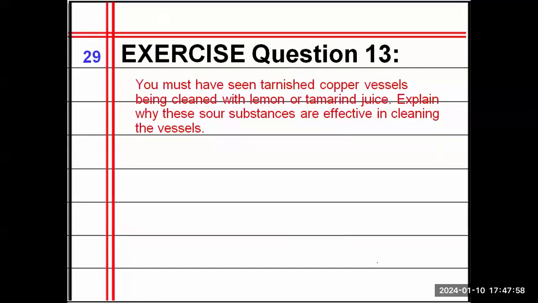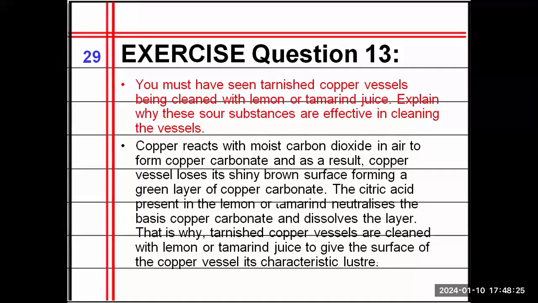You must have seen tarnished copper vessels being cleaned with lemon or tamarind. Explain why these sour substances are effective in cleaning. Because tarnished copper vessels are having a corroded layer of basic copper carbonate. So it will react with the acidic substances like lemon or tamarind, and it will neutralize the layer, and the new layer gets exposed, which is shiny. So basically, to remove the basic copper carbonate from the surface, this is done.